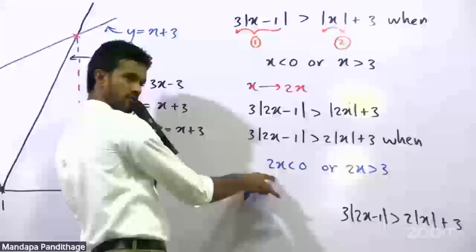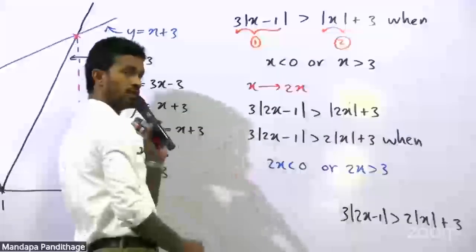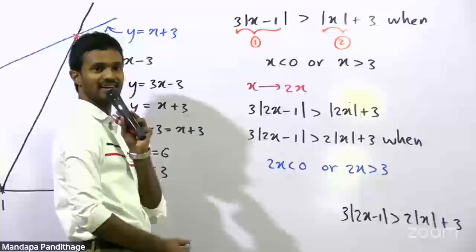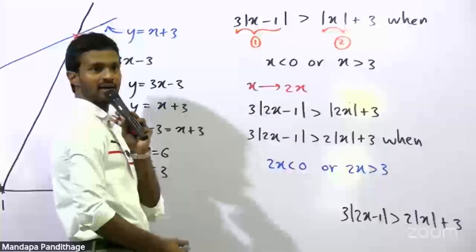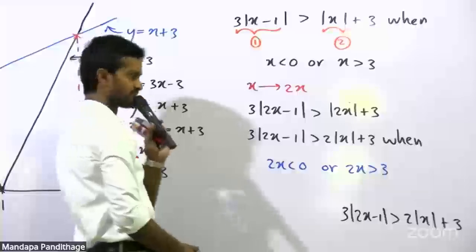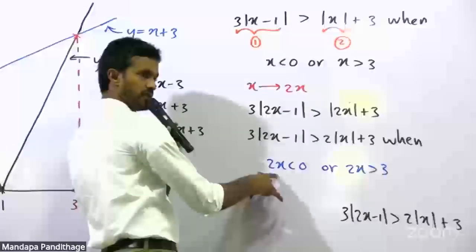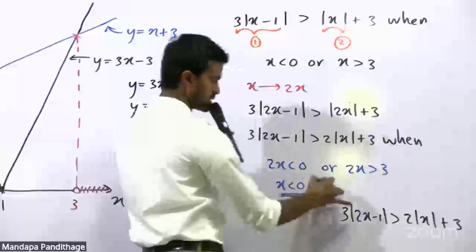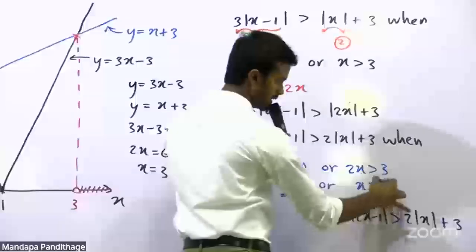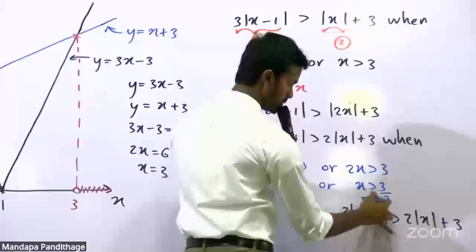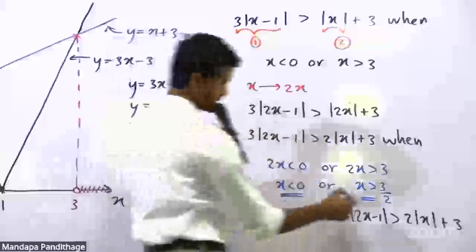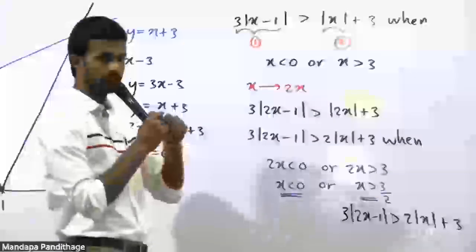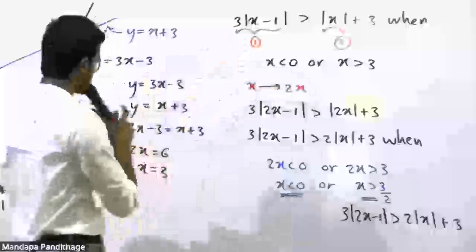But can you keep this as the final answer? No, your final answer should be in terms of x. Hey, wake up, wake up, wake up. So many sleepy faces. Okay, so your final answer should be in terms of x. So I divide by 2 to get x is less than 0. It's one answer. Or here it's x is greater than 3 over 2. Okay. Is it clear?